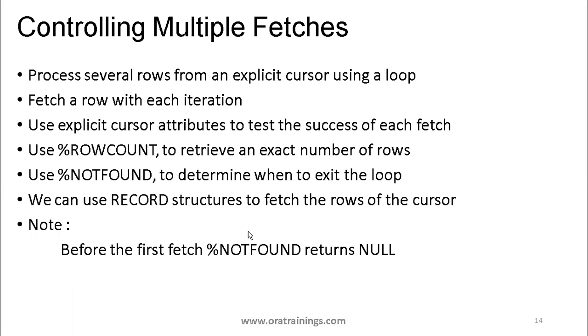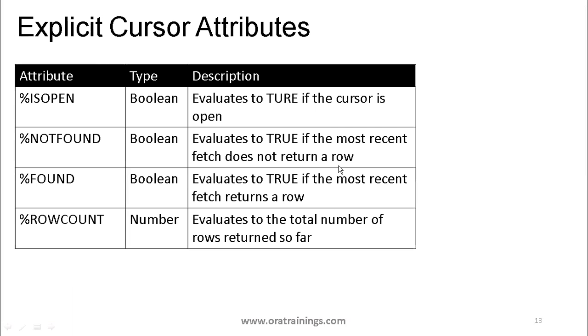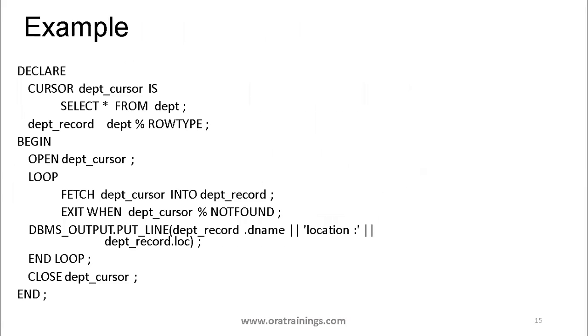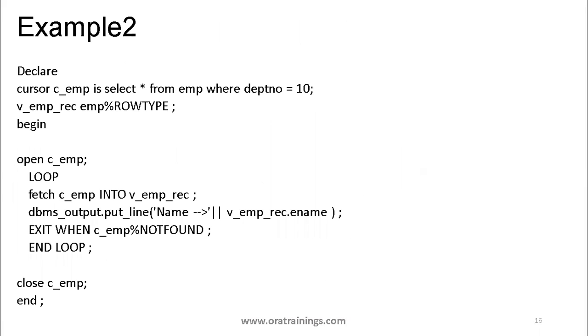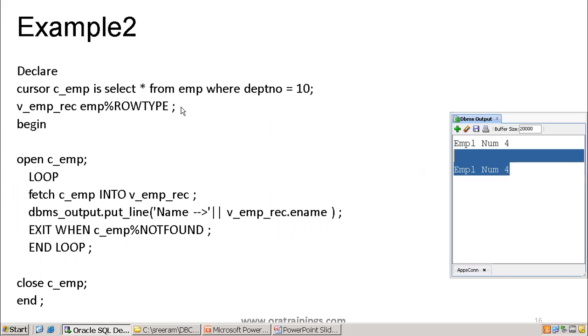What does this not found mean? Not found will become true if the recent fetch does not return any row. So as per this syntax, when this logic is satisfied, it will come out of the loop. Now another example, which is similar; the only thing is we just have a different table name. So let us write the examples of explicit cursor now.